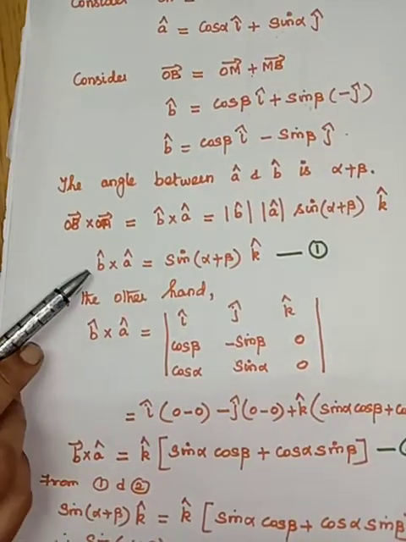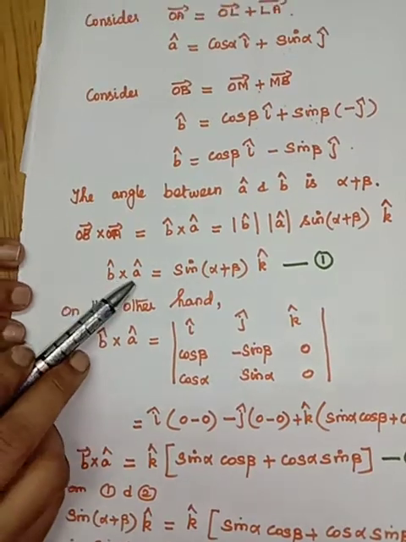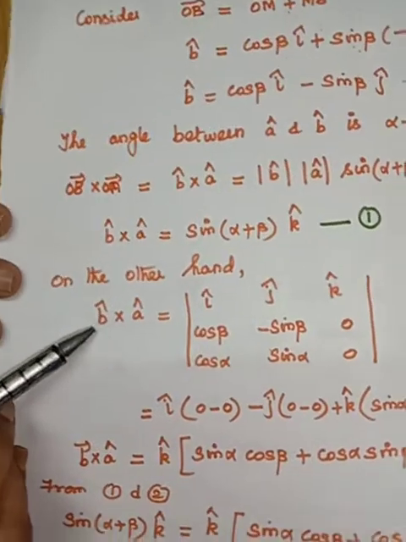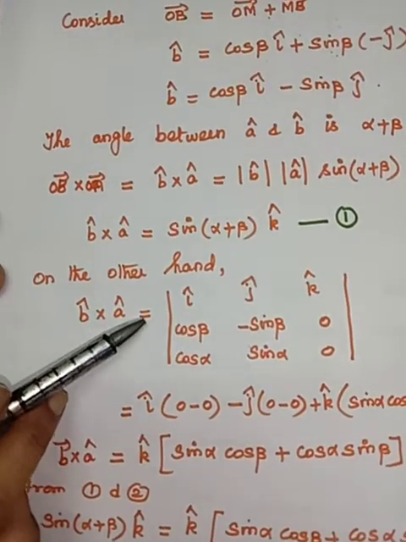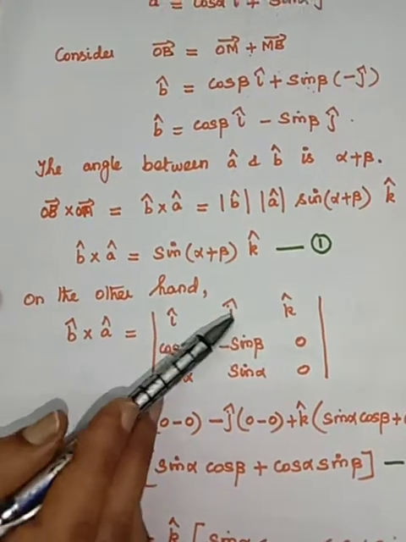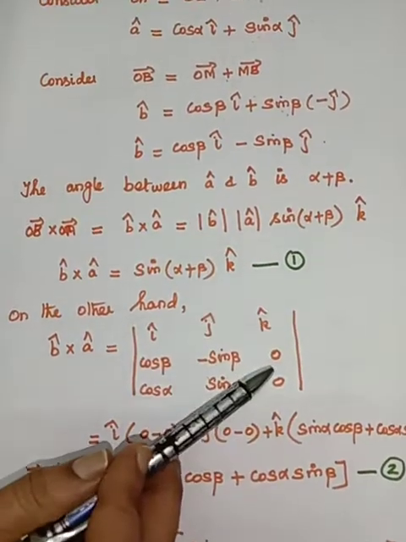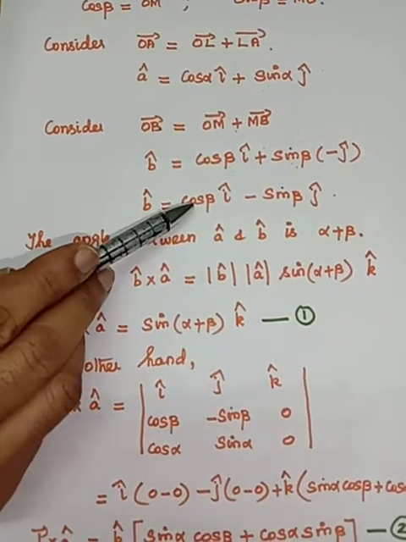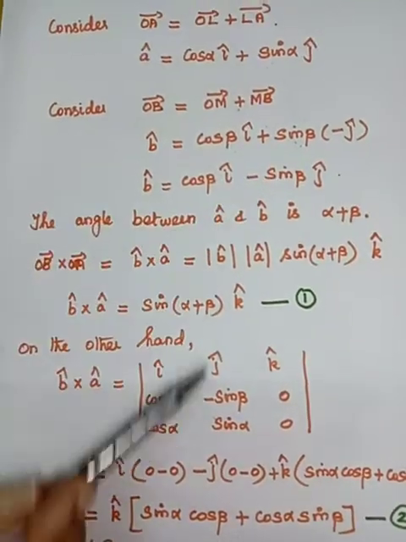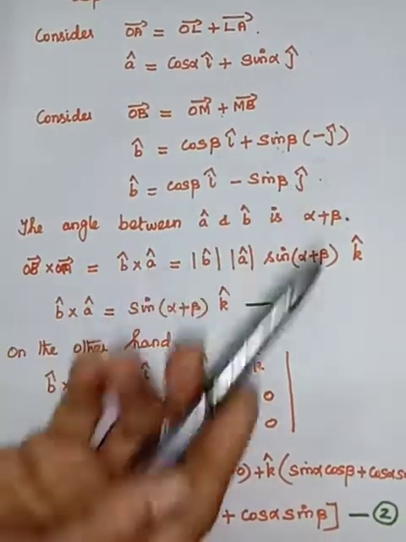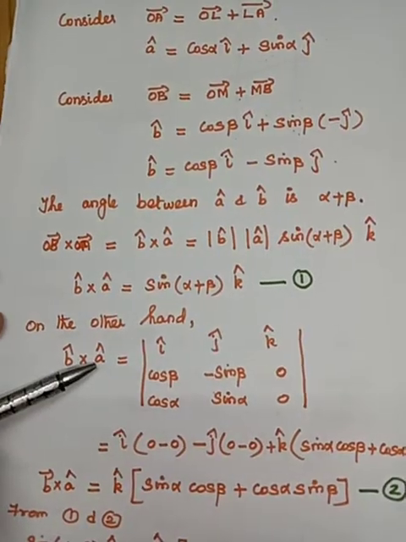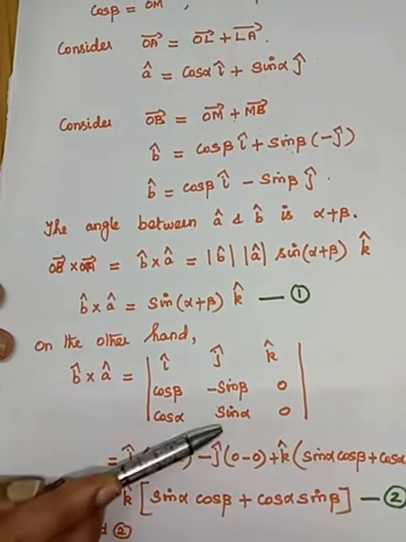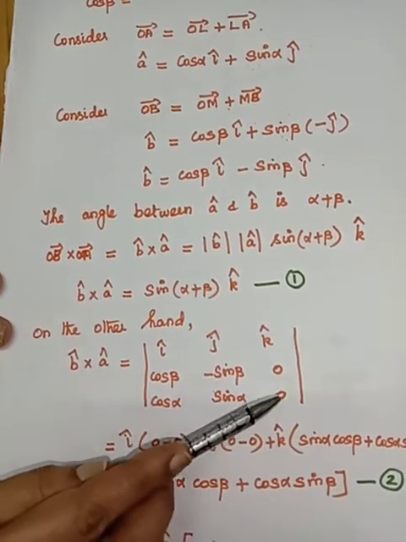Come to now, here you have found B cap cross A cap. Here also the same thing has to be done. So B cap cross A cap is equal to the determinant. What is it? i, j, k. In the second row which one has to be written? B cap, because this is the first one. What are the components of B cap? Cos beta, and here minus sin beta. There is no K, so it will become 0. What is A cap? The i component is cos alpha and the j component is sin alpha, and there is no K cap component, so it is 0.